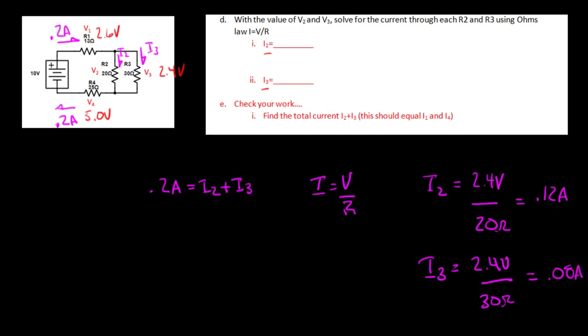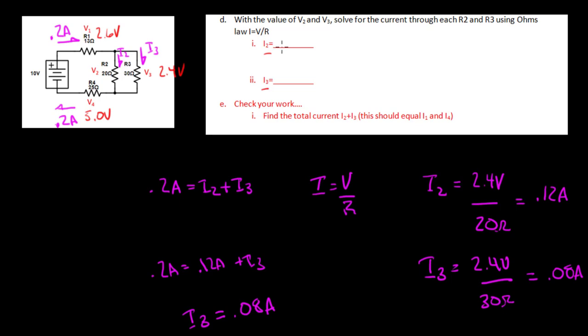And that's going to equal 0.08 amps. Now that's an easy way to solve it. I could also have said that 0.2 amps equals 0.12 amps when I solve for I2, plus I3. If I did that, I would see that I3 for this alternate solution also equals 0.08 amps. So there we have it.